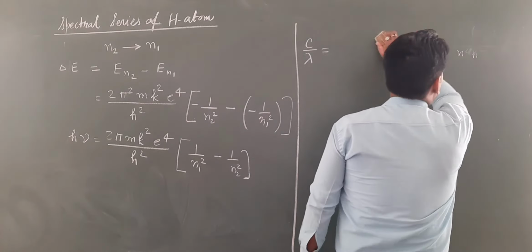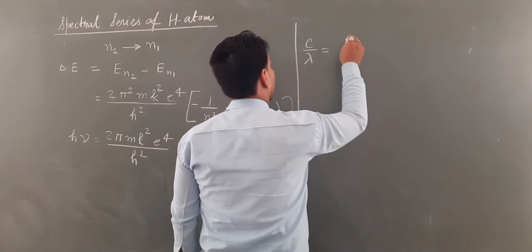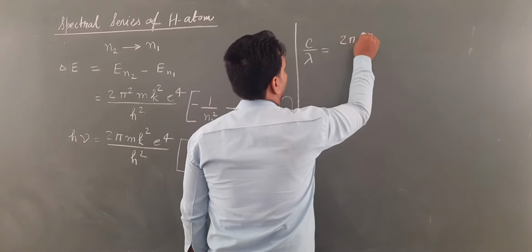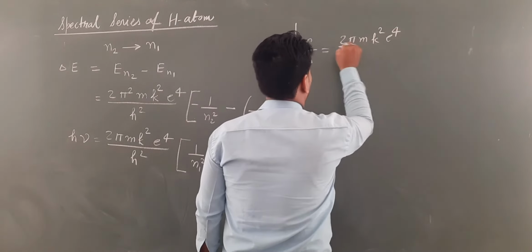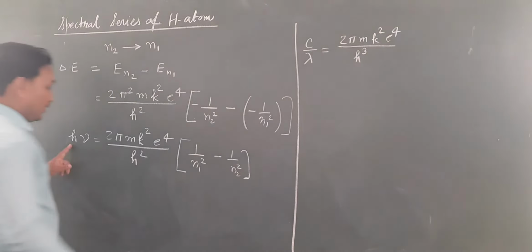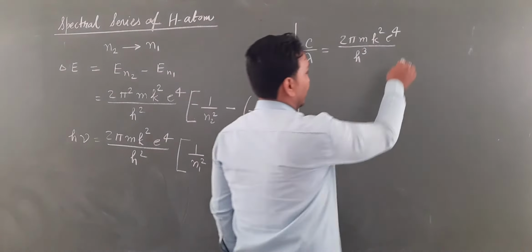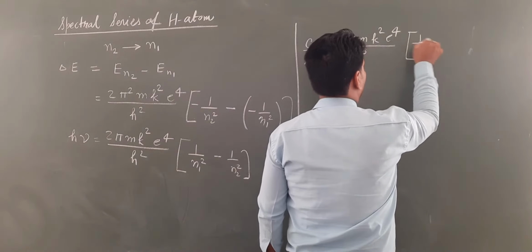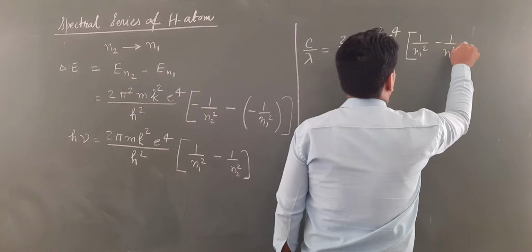Okay, so c upon lambda is equal to 2 pi m k square z is 1, e to the power 4 upon h cube. This h, when it is transferred to that side, will become h cube. Inside the bracket we get 1 upon n1 square minus 1 upon n2 square.